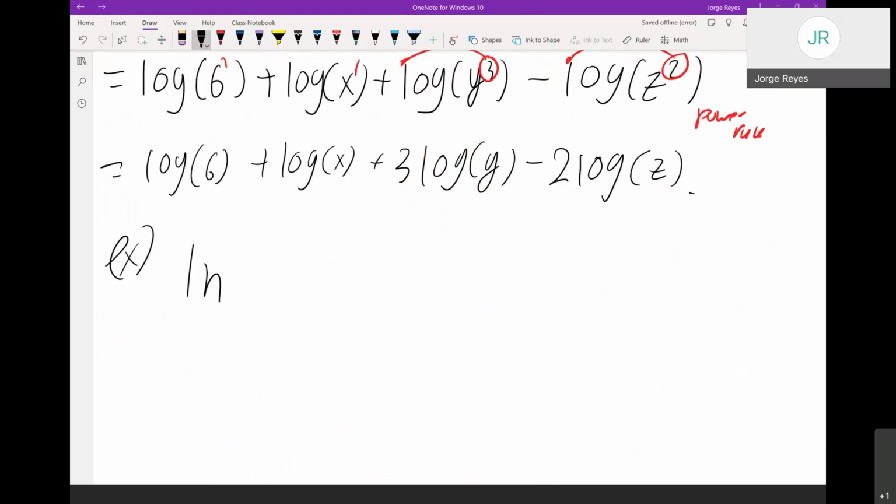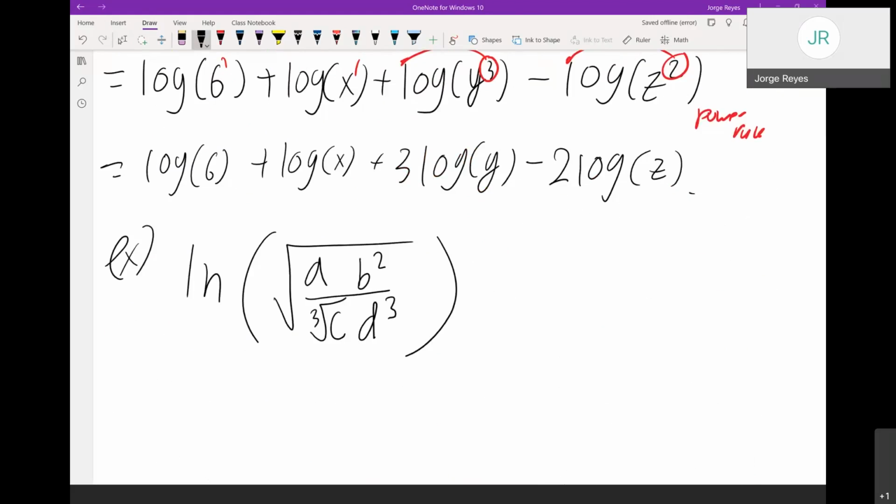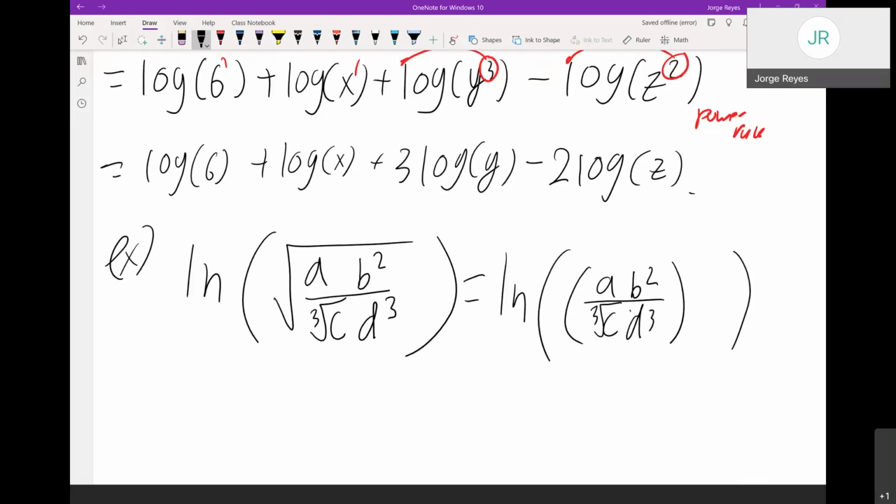Okay, so now I'm going to have natural log square root a b squared cube root c d cubed. Okay, now this one's a little bit more complicated. First, I want you to remember that roots are just fractional powers. Okay, so technically I have this. So my first step is actually I'm going to power rule this whole thing.